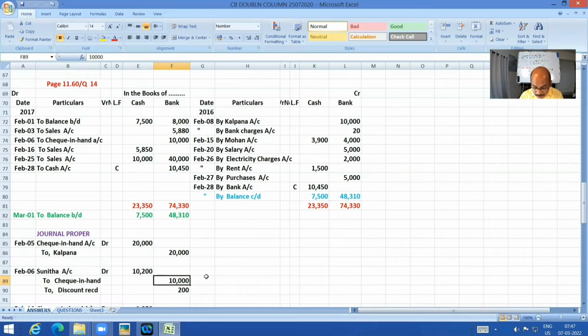Second check received from Kalpana is returned as dishonored by the bank. The bank charges 20 rupees. Okay, we know that. I should not show check in hand. It has to be Kalpana 10,000 and bank charges 20.